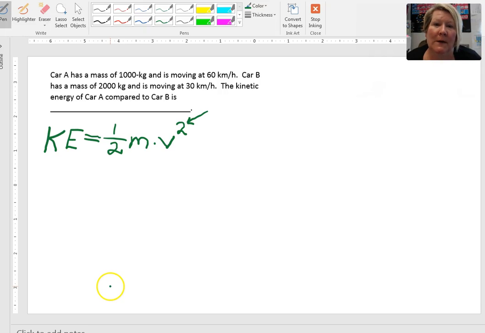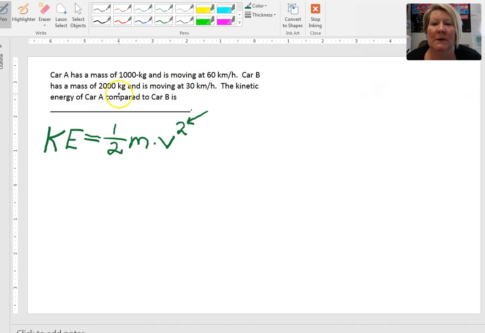Welcome back, everybody. This is video 2 for chapter 3, and we're going to talk about kinetic energy in this example. So we have car A that has a mass of 1,000 kilograms, moving at 60 kilometers per hour. Car B, on the other hand, has a mass of 2,000 kilograms and is moving at 30 kilometers per hour. So what you'll notice is that the mass of the car doubles, but the speed halves.